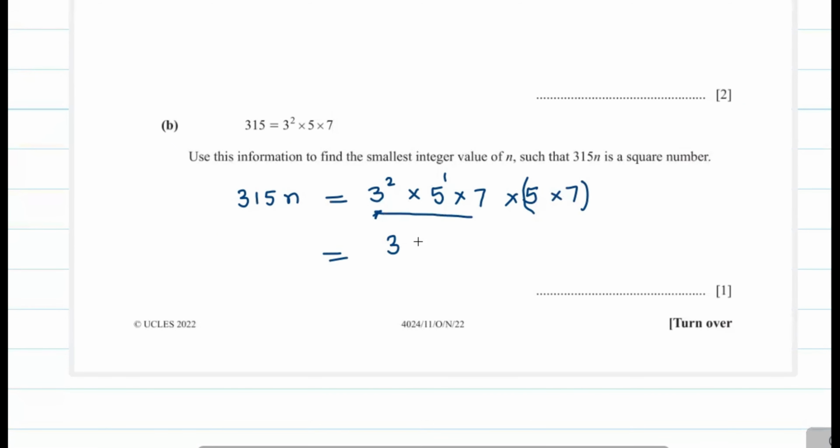Therefore the value becomes 3 square, 5 square, 7 square in the square form, and this value will be the n. And you can write it, 5 sevens are 35, and 15 is the answer.